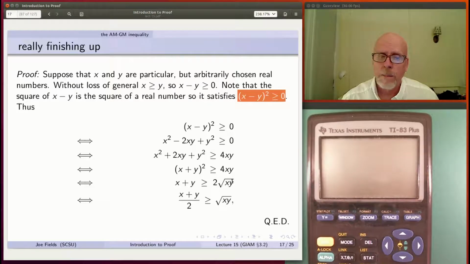Now, is that okay to do? We said before it was okay to square both sides of an inequality. Is it okay to take the square root of both sides of an inequality? It turns out that's actually more valid, but I'll talk about that a little bit. And then finally, what are we doing? We're dividing both sides by 2 to get the arithmetic mean on the left, the geometric mean on the right, and the greater than or equal sign in between. So QED, baby.